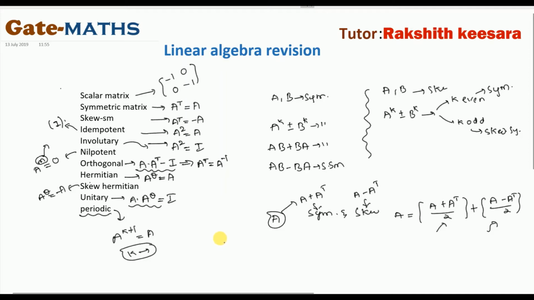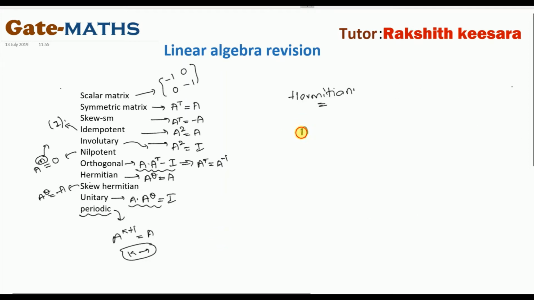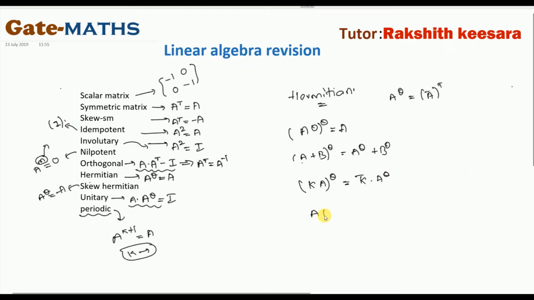And if you see the properties of Hermitian matrix, A theta whole theta will be equal to A. What is A theta? A conjugate whole transpose. Next, A plus B whole theta is equal to A theta plus B theta. kA whole theta is equal to k conjugate into A power theta. And AB whole theta is equal to B theta into A theta. If you don't remember this, just substitute A conjugate whole transpose in place of A and you will get all the results.